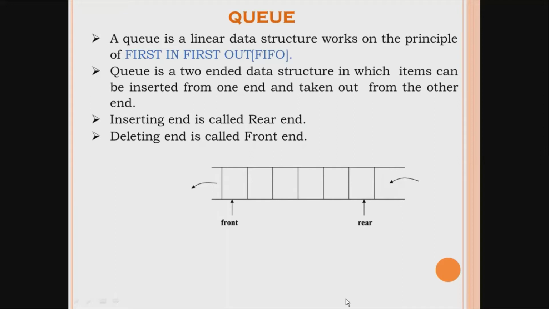Let us see the representation of the queue. This end from where we are going to delete the elements from the queue is called as front end. This end from where we are going to insert the elements into the queue is called as rear end.